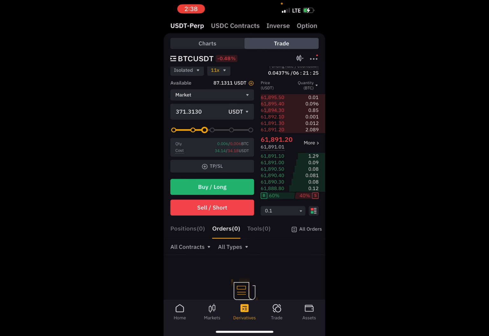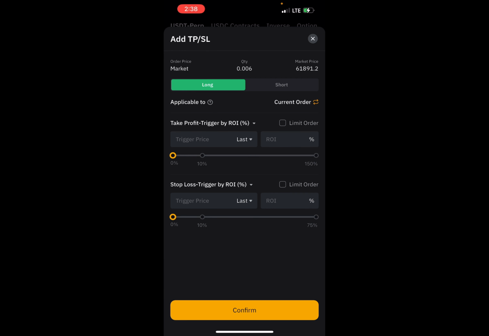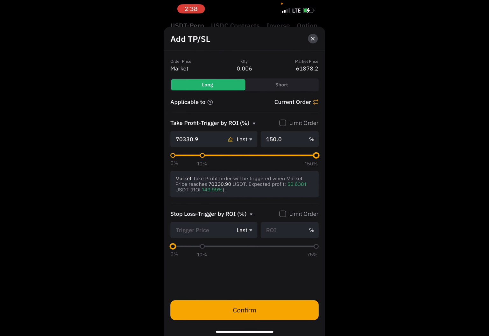which is where you set your take profit and stop loss triggers. Then you increase it how you want it to be. On that $34, which I have placed the trade with, if it grows to 150%, it's going to give me $50 added on that $34 which I've entered the trade with.